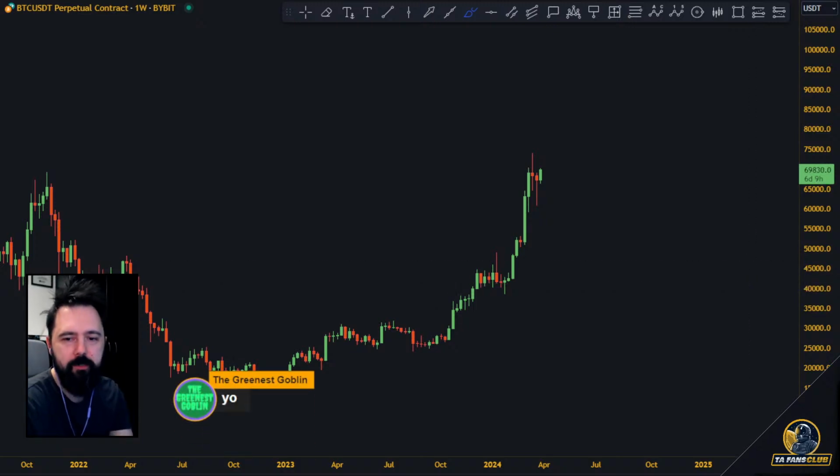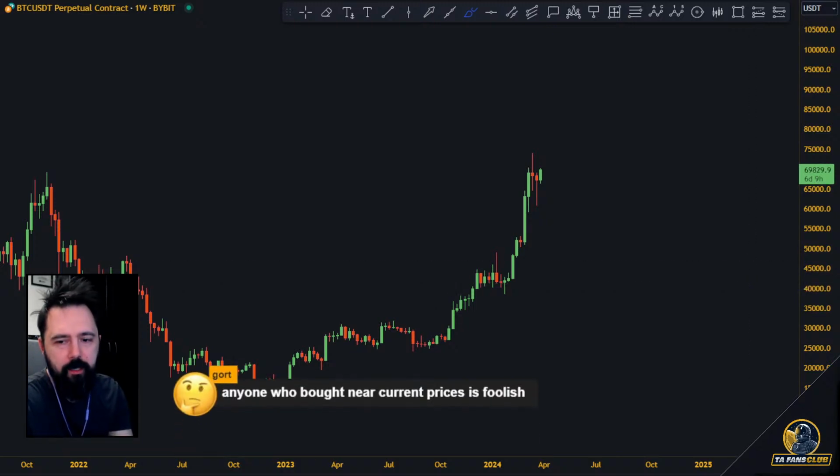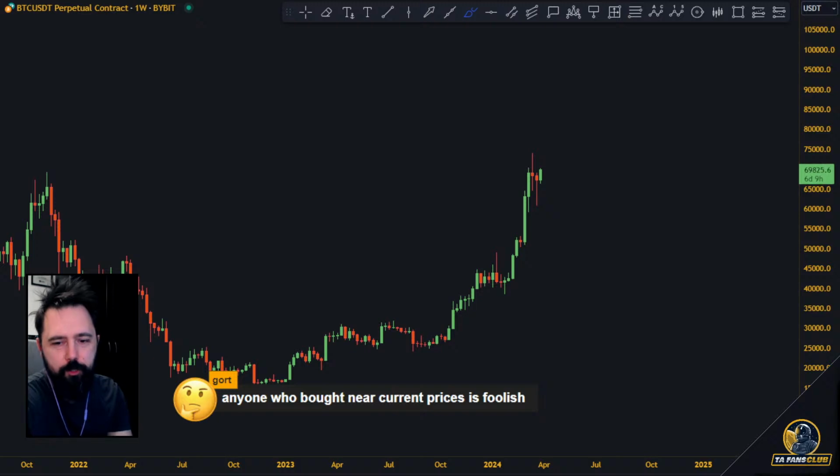The greedies go behind them, man. Anybody who bought near current prices is foolish, but foolish people don't have much money, so it won't make much of a difference. There is that.